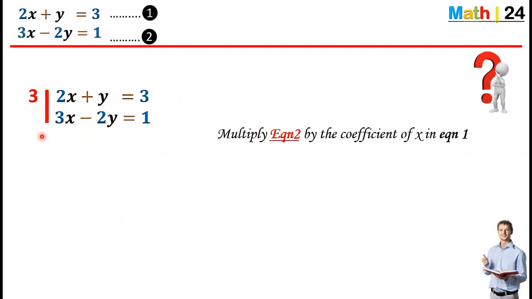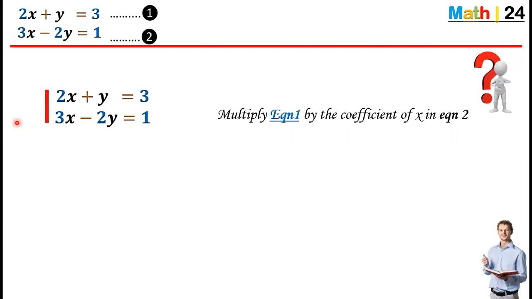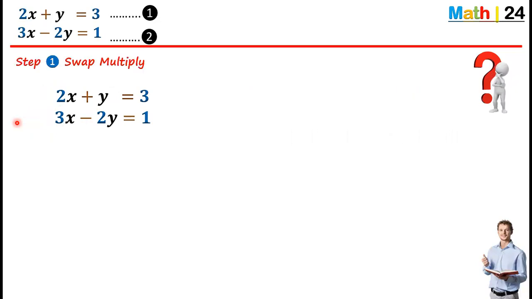Good. We are going to multiply equation 2 now by the coefficient of x in equation 1. Look at it now. So you can now see that we are going to multiply all of equation 2 by 2. I hope this is clear. All right, let me take it again. So we are going to do what we call swap multiply, because addition has failed and subtraction has failed. So this is what we are going to do.